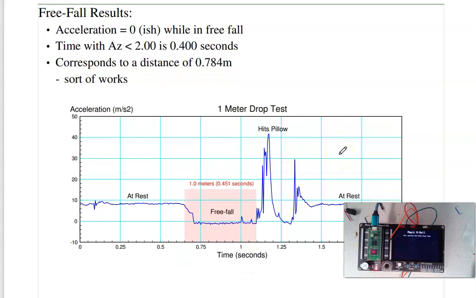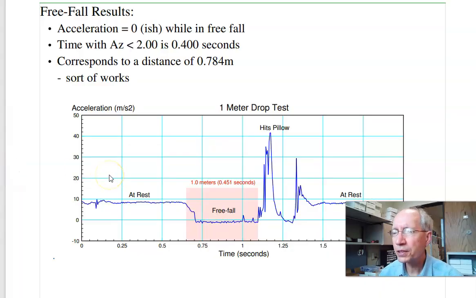So doing that, dropping it onto a pillow from 1 meter, here's the acceleration versus time. The acceleration is normally 9.8 meters per second squared. That's at rest. I drop it, acceleration goes to 0-ish, hits the pillow, bounces, then comes back to rest.